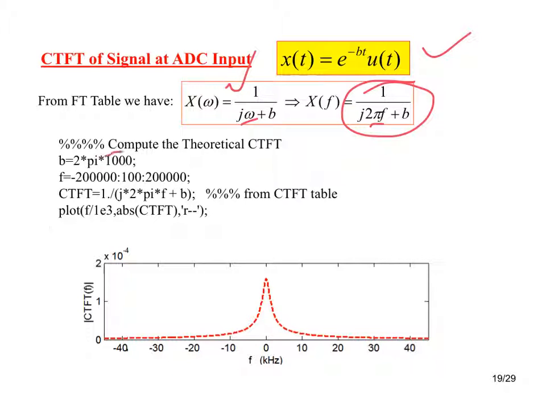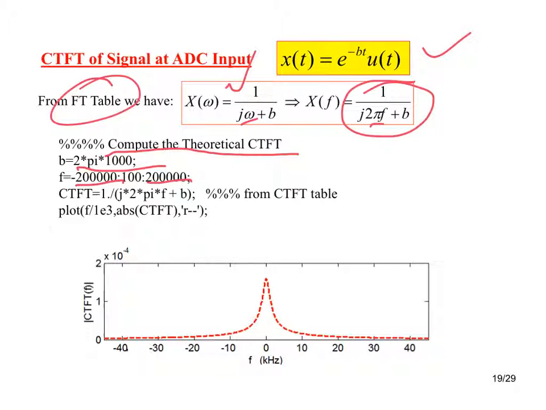So we're computing the theoretical CTFT. Can't do this in the real world. We can only do this because we've picked a very special example to look at that we have on our table. So we set b equal to 2 pi times 1,000. And I just picked a range. I'm going to compute it from minus 200 kilohertz out to plus 200 kilohertz.